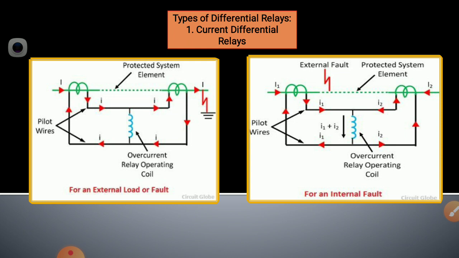In that green dotted line is the protected system element, then two CTs are provided on either side of the protected zone, and the CTs are connected by the pilot wires, and in between that pilot wires one overcurrent relay operating coil is connected. So as its name indicates, current differential relay, so two CTs are connected in such a way that they carry the induced current in the same direction.